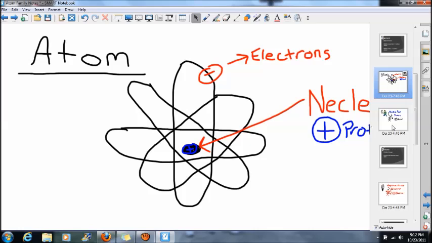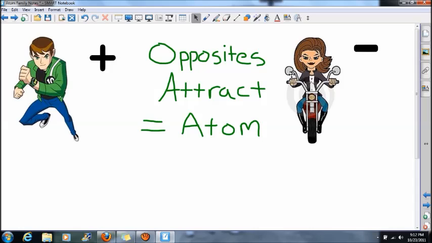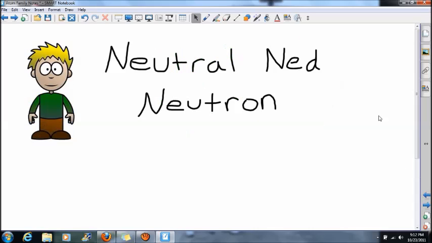So we had talked about, actually, positive Paul and negative Nancy, they tend to get along because opposites attract. And well, when these opposites attract, they make an atom, like what we just drew. And so when we have positive Paul and negative Nancy and they get along, they actually make something here, and his name is neutral Ned. So positive Paul and negative Nancy, they have a kid.